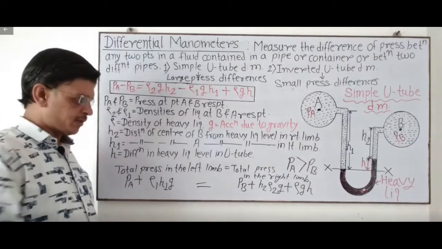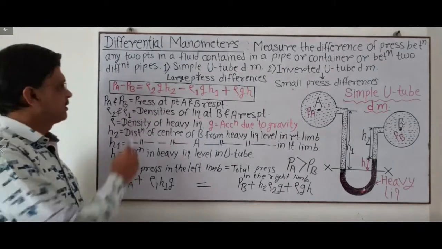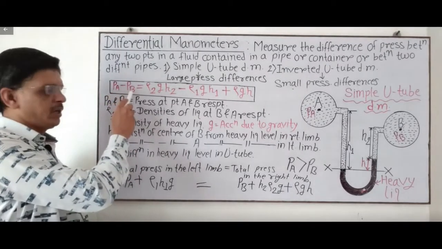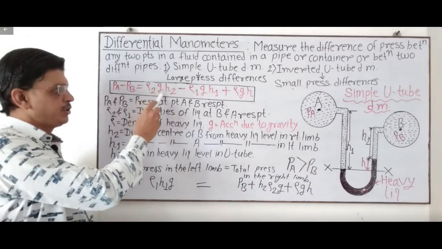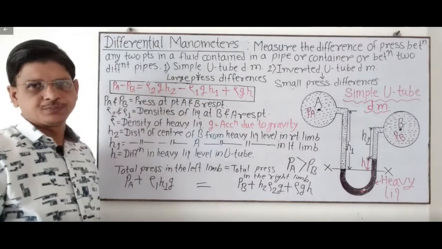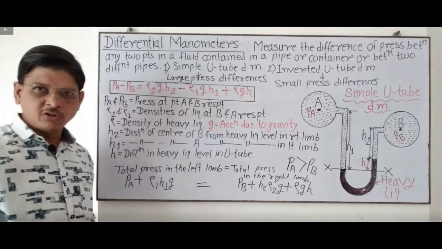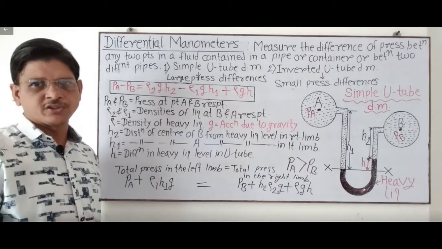Here if we subtract PB from PA, that is the pressure difference PA minus PB, we will get ρ2 G H2 minus ρ1 G H1 plus ρGH. So this is the relation by which we can find out the pressure difference between 2 points.